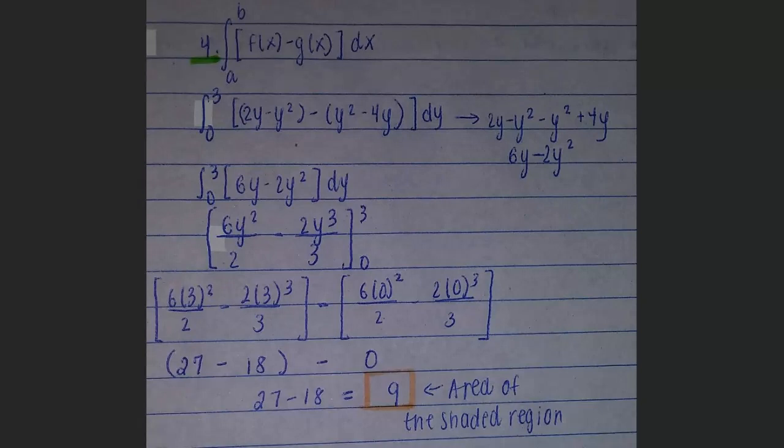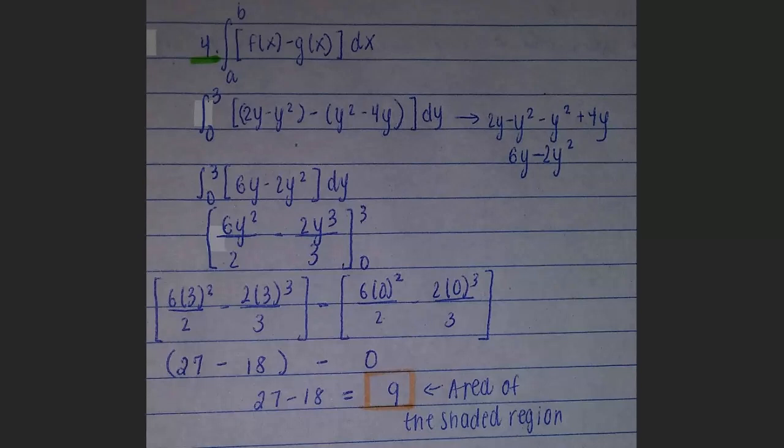Yeah. Okay, so for number 4, I did the right function minus the left function. So in this case, it would be 2y minus y squared minus y squared minus 4y times dy. And from there, I simplified the terms of the two functions subtracting each other. And from there, I got the integral from 0 to 3 of y minus 2y squared times dy.